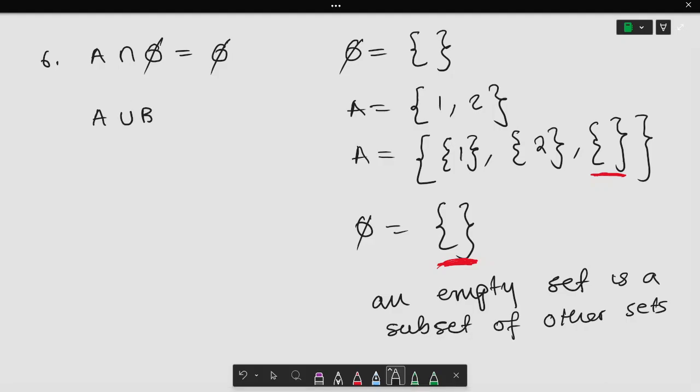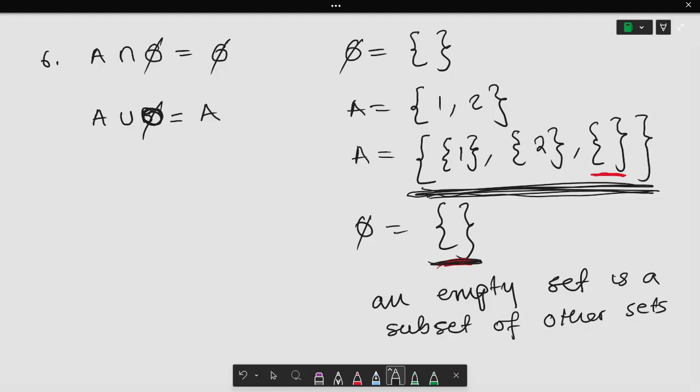The union of the empty set with another set. The union of the empty set with any set is just that set. So in our case, if you try to take the union of the empty set with set A, or any set, you will find that the set you have will be just that set. Okay, I think that's not hard to understand.